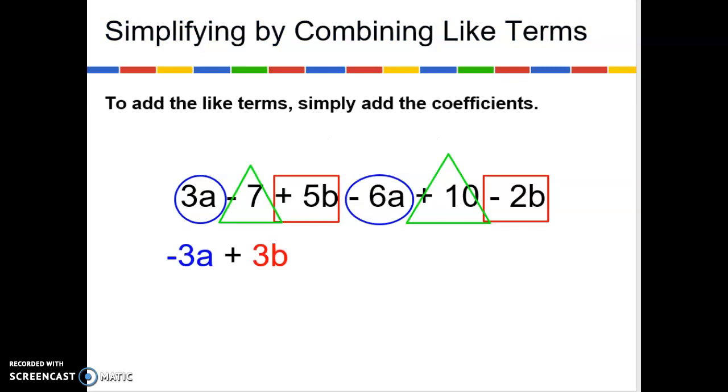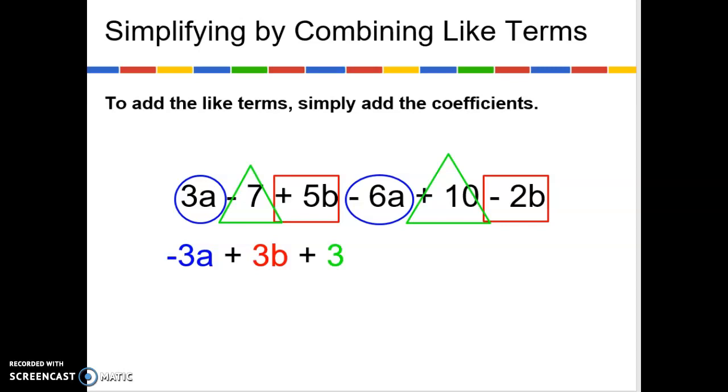Look at the blue. Look at the 3a minus 6a. When I combine those, 3 minus 6 gives me negative 3. So when I combine those blue terms, I have negative 3a. Now look at the red terms. When I combine the b terms, the positive 5b minus the 2b, 5 minus 2 is 3, so then I get 3b.